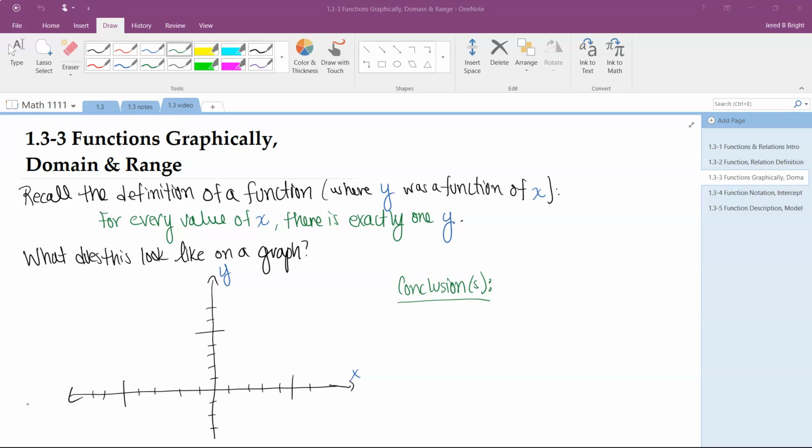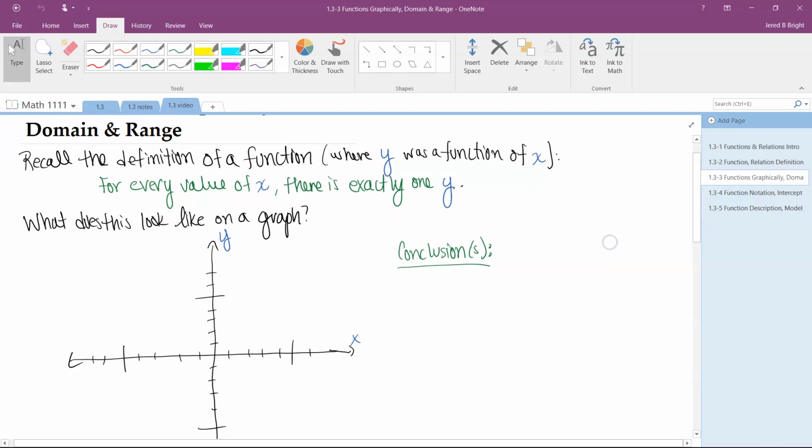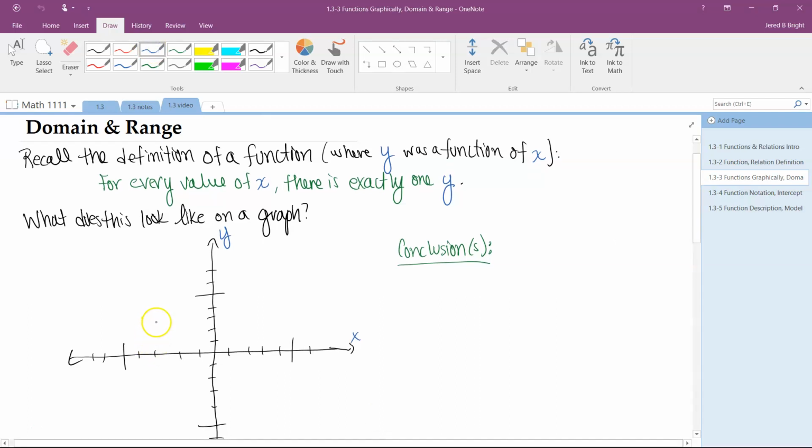Okay, definition of function: for every value of x, there's exactly one y. Super important, like box that, make that really big in your notes. But then the question is, what does it look like on a graph? Well, if we do a little bit of thinking here, we know that for each value of x, there's one value of y. So that means we have something like this, and we have that, maybe up here, there, down here, up here.